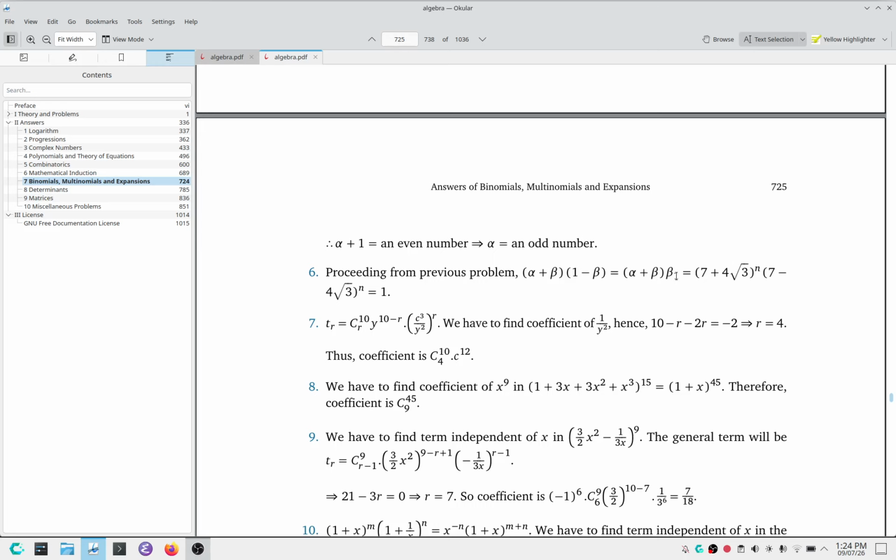So reading from the previous problem, we have alpha plus beta times 1 minus beta is equal to alpha plus beta times beta 1. So that is equal to 7 plus 4 root 3 to the power n times 7 minus 4 root 3 to the power n is equal to 1. So that is the answer which we have.